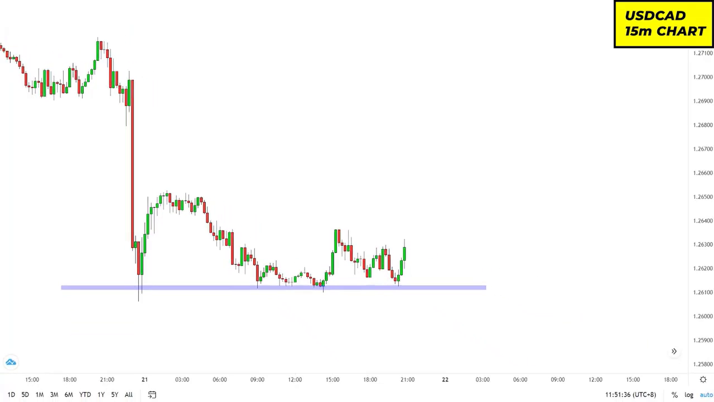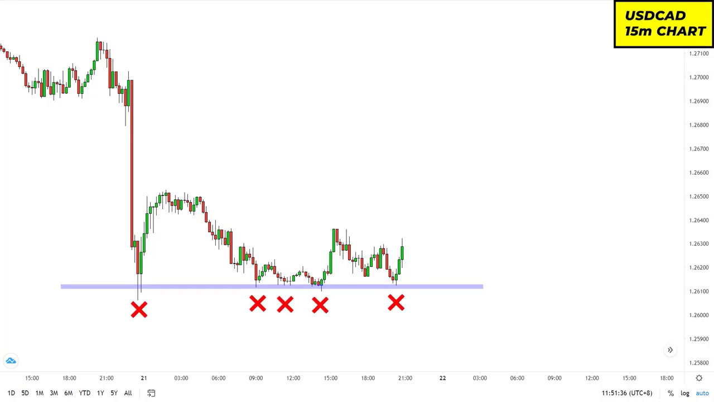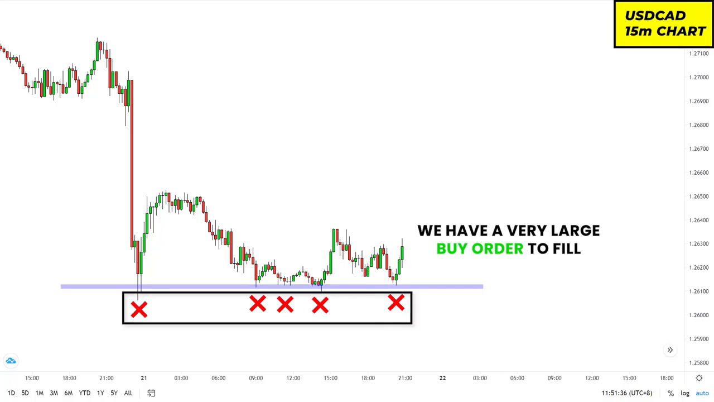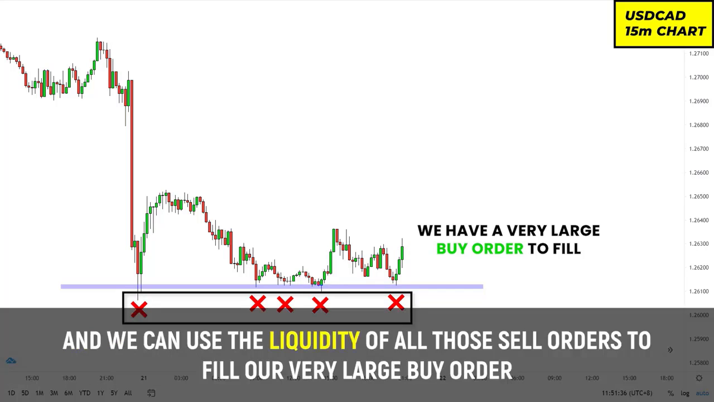Now, if we're an institutional trader, this is a perfect situation. We have a very large buy order to fill, and we know that if price goes down and hits this cluster of stop losses, this will cause a bunch of sell orders to come into the market, and we can use the liquidity of all those sell orders to fill our very large buy order.